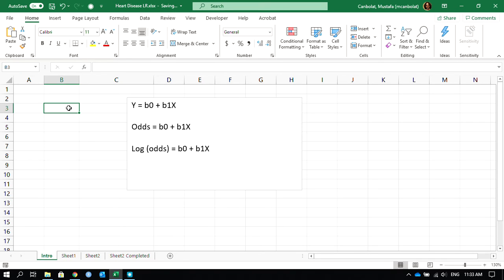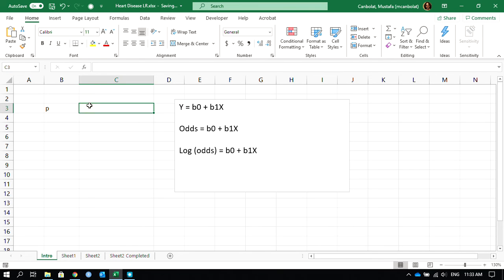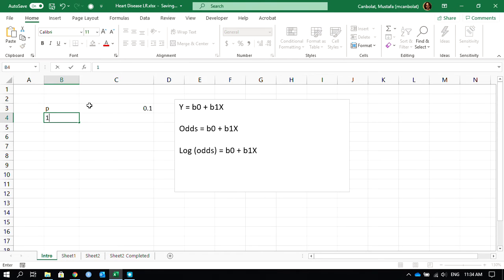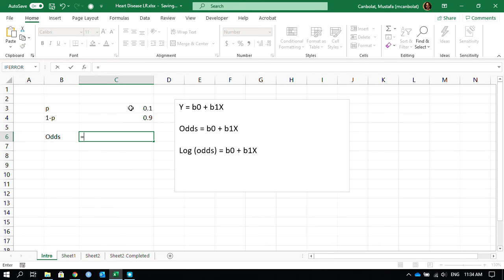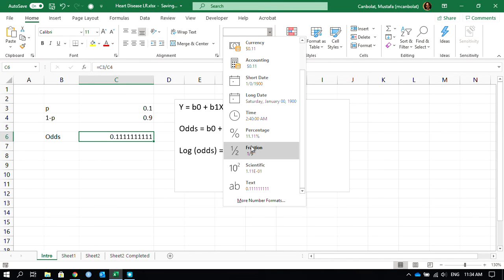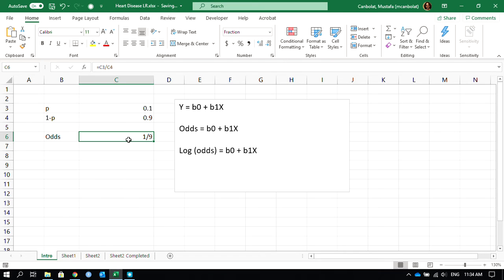Let's just give a quick demo. If the probability of success, let's say having a heart disease, is 0.1, what is the failure? In this case, it's a good thing, all right? It is just 1 minus the probability, and that's 0.9. We know that the odds are the probability of success divided by the probability of failure, so it's 0.1 divided by 0.9. Most of the time you are not saying it in this format. What you are saying is you are seeing them as a fraction, like 1/9. So my odds are 1/9.